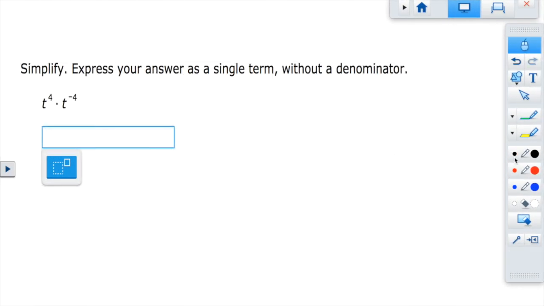Final question, looks like a pretty easy one. We have the same base as T, but this is going to involve another rule after we have our answer. So I have 4 plus negative 4, which they're opposites, so they sort of cancel out, or they equal 0. And anything to the 0 power, like I told you in my last video, is 1. So this simplifies, because of our 0 power property, this becomes 1.